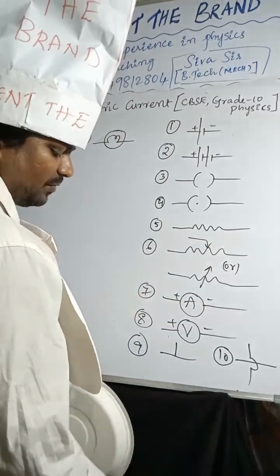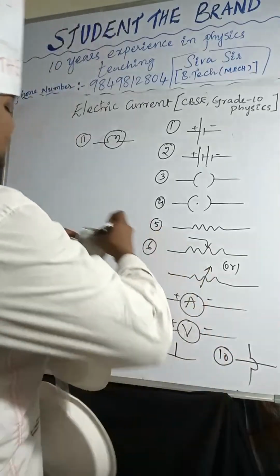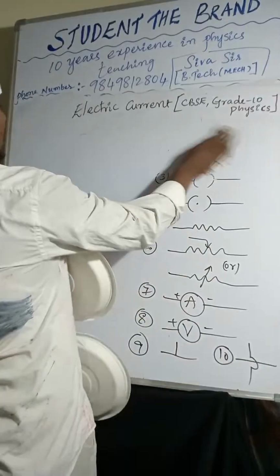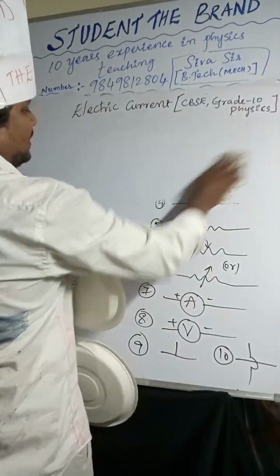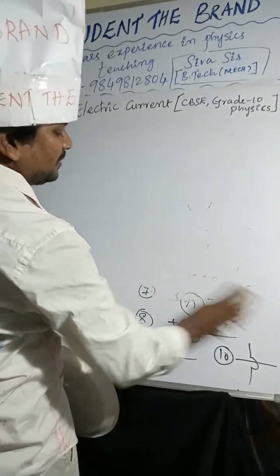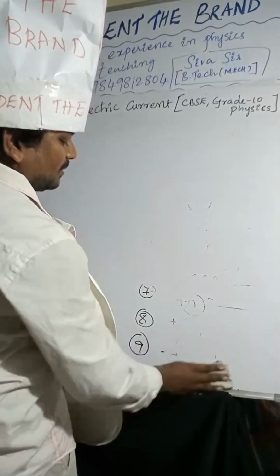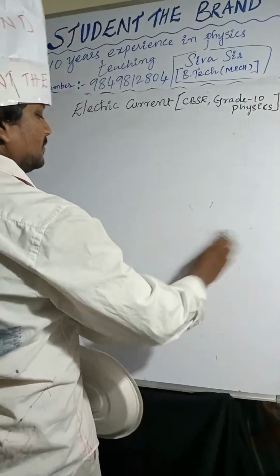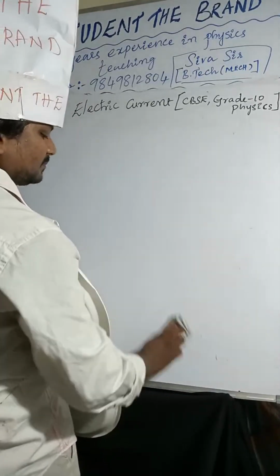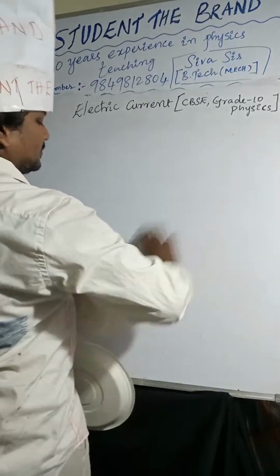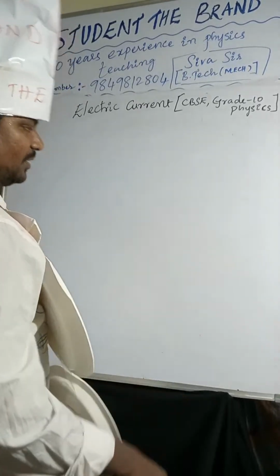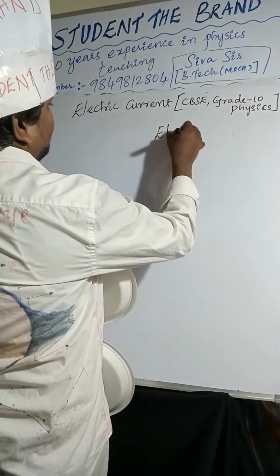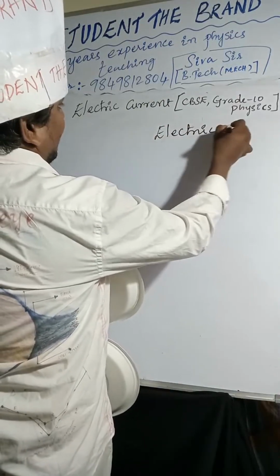Now we are going to one more topic. Now we will discuss the electric circuit. An electric circuit is a continuous and closed path of an electric current.